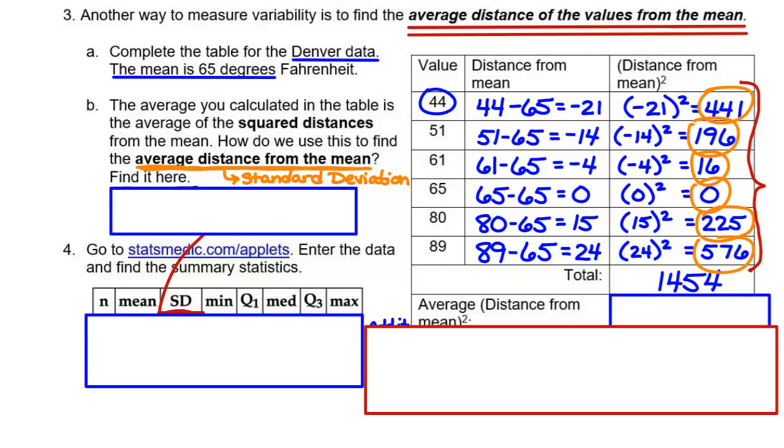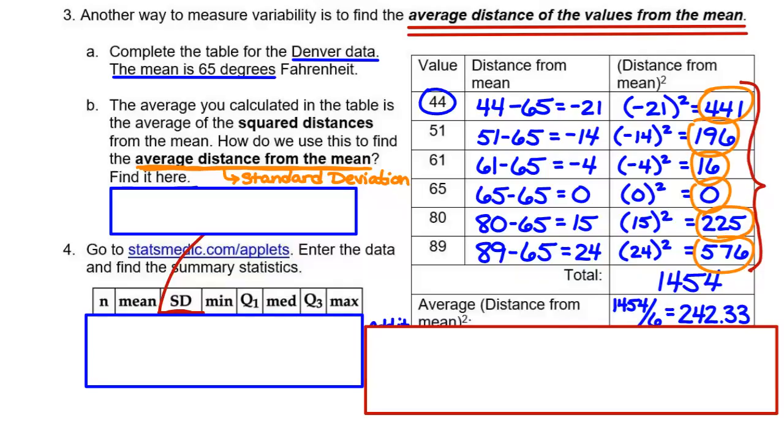We want to calculate the average distance from the mean. How do you calculate an average? You add everything up and you divide by however many numbers you had, right? In this case, we have how many numbers? 6. So I want you to take this 1454 and divide it by 6. What do we get? 242.33. Yes, 242.33.